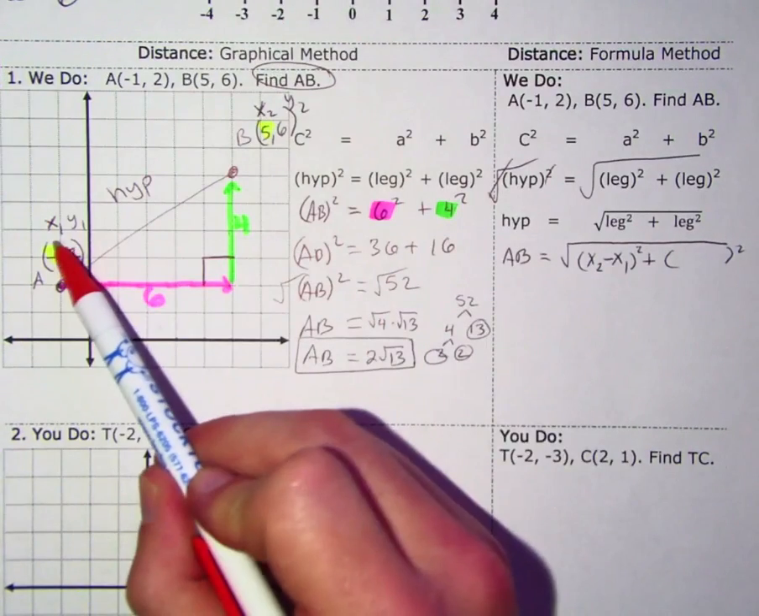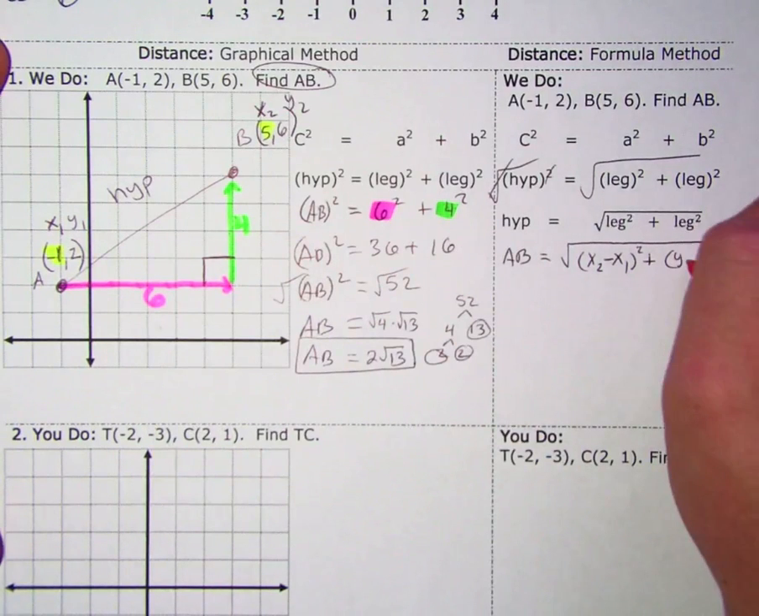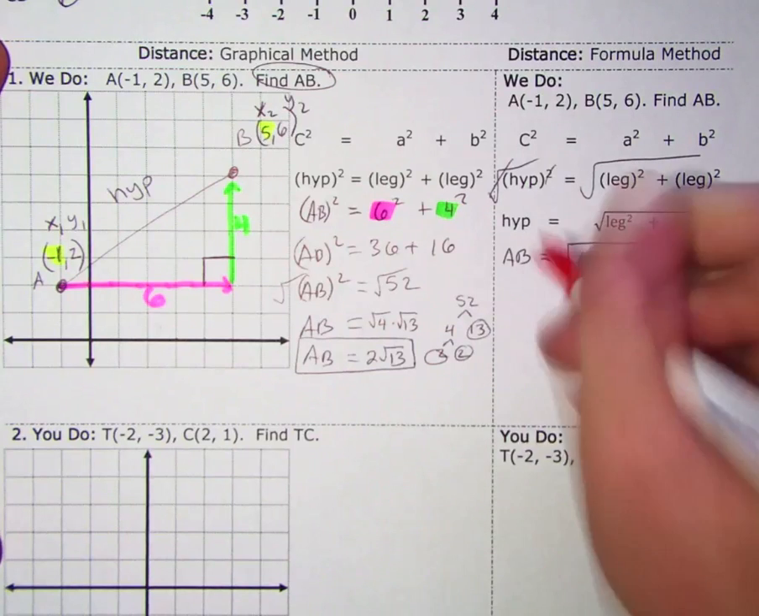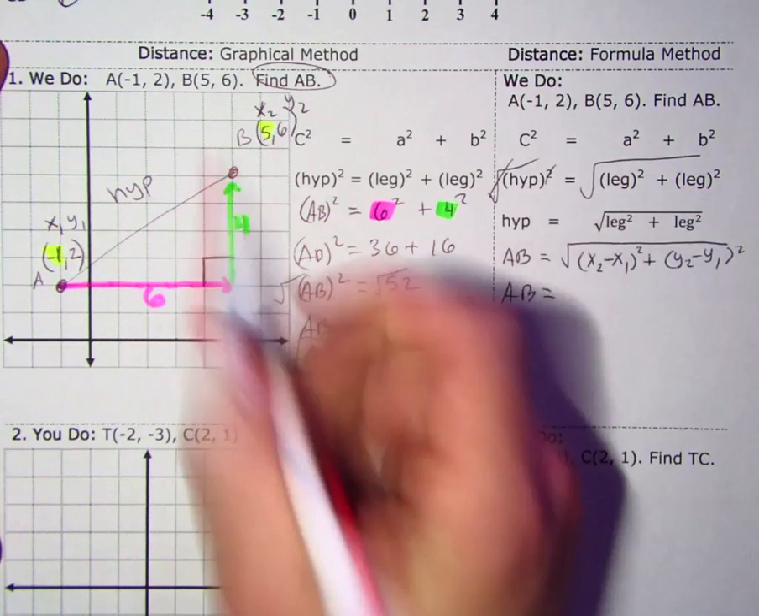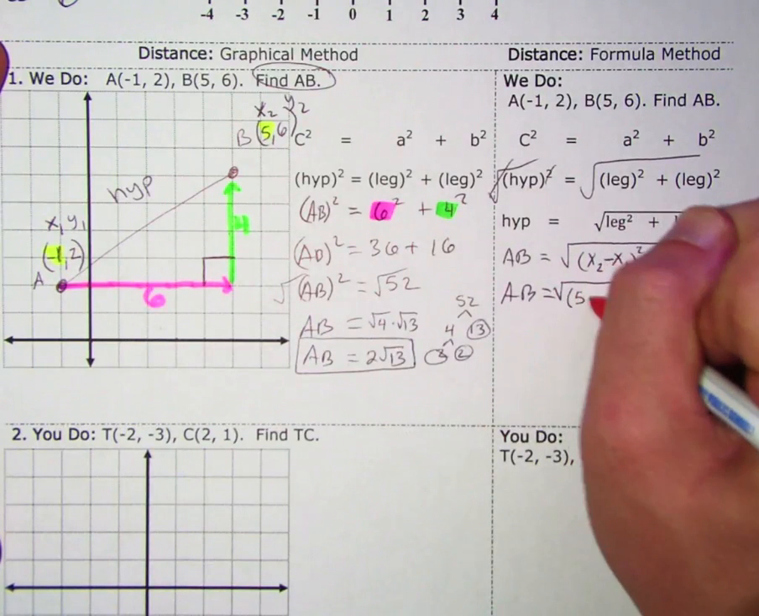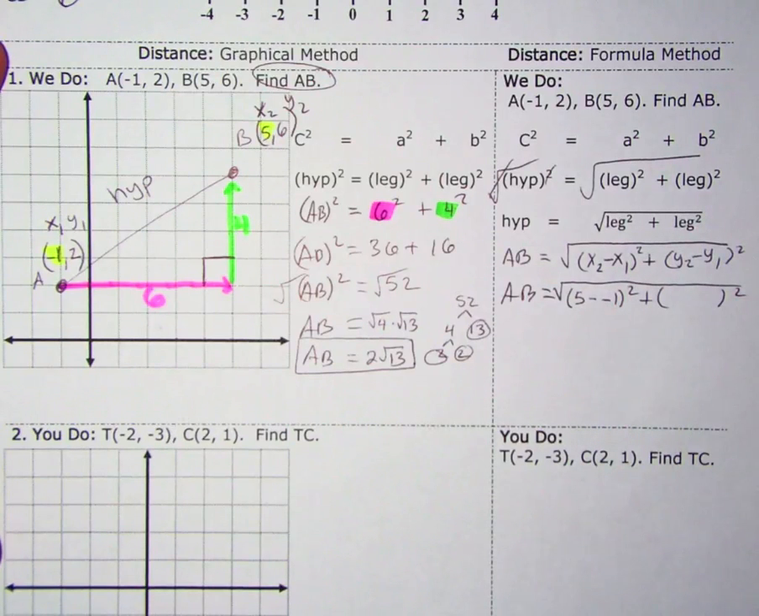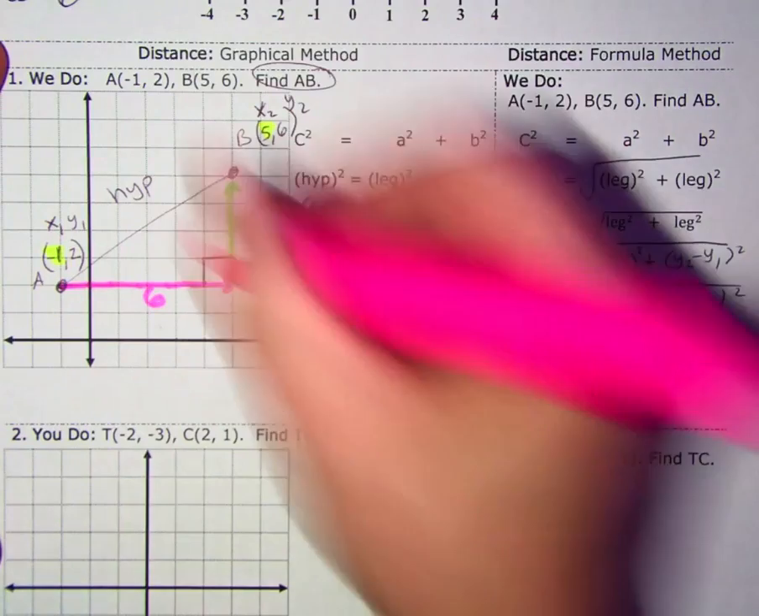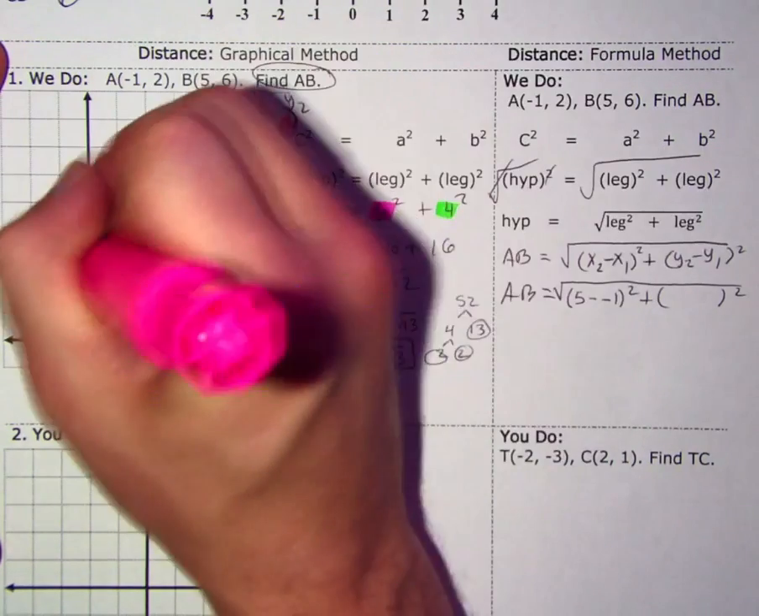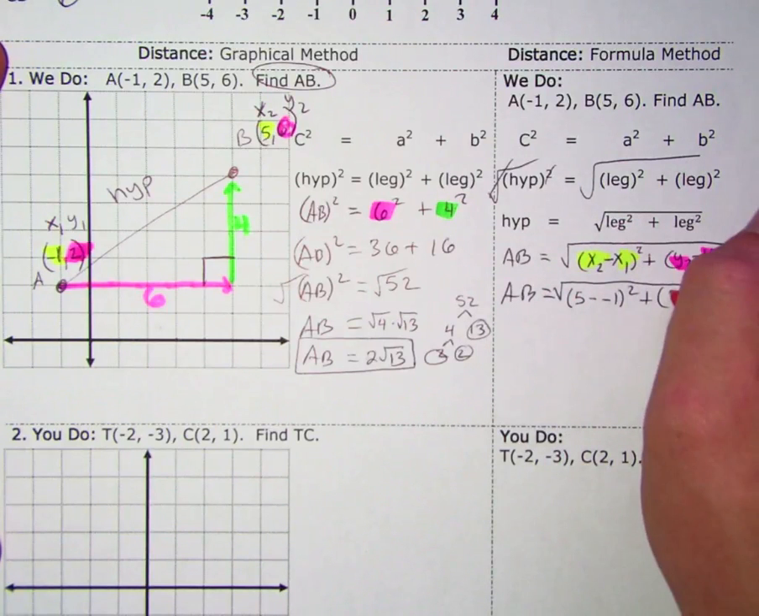And it doesn't matter which one you call x1. So I'm going to go ahead and put y2 minus y1, and then we can go ahead and substitute. My x's happen to be 5 and negative 1. And my y's happen to be 2 and 6. So I'm going to do 6 minus 2.